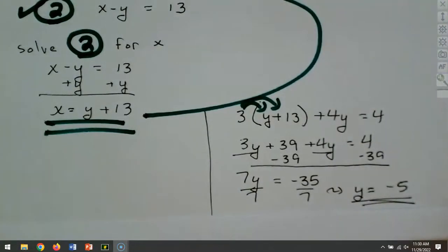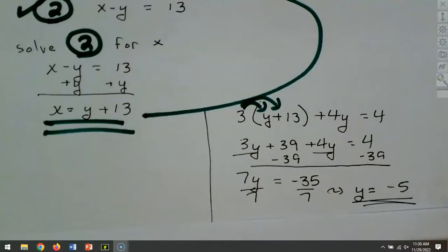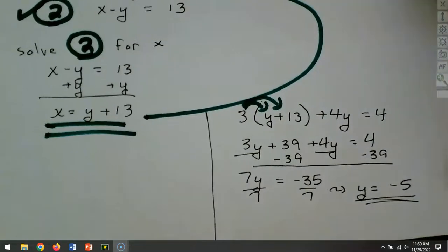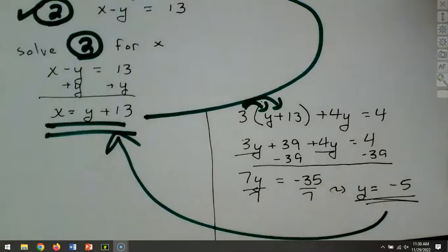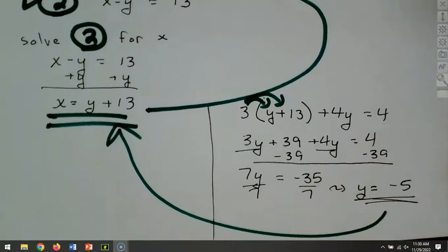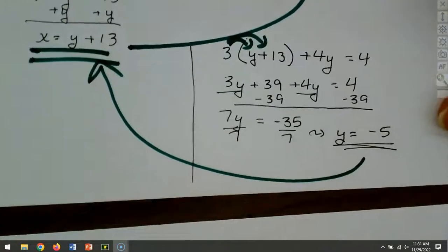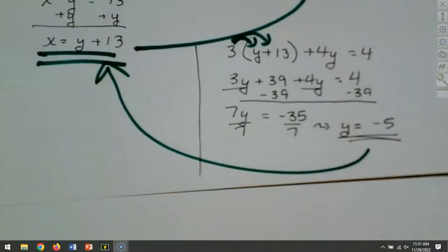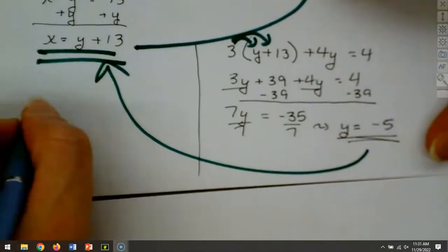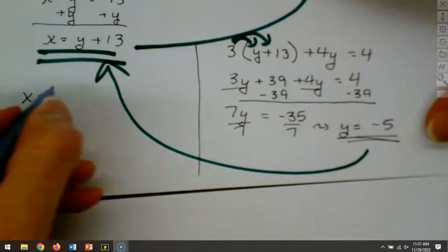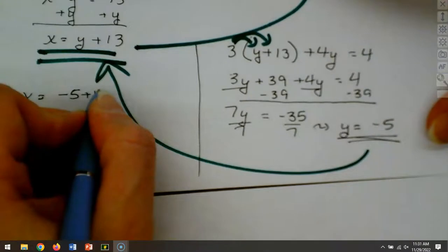Where's going to be an easy place to plug it into? Well, I would say plug it right there. You plug it wherever you want, as long as you can get it down to one variable. So we can just plug that in there. And if I plug that in there, then I get x equals minus 5 plus 13.